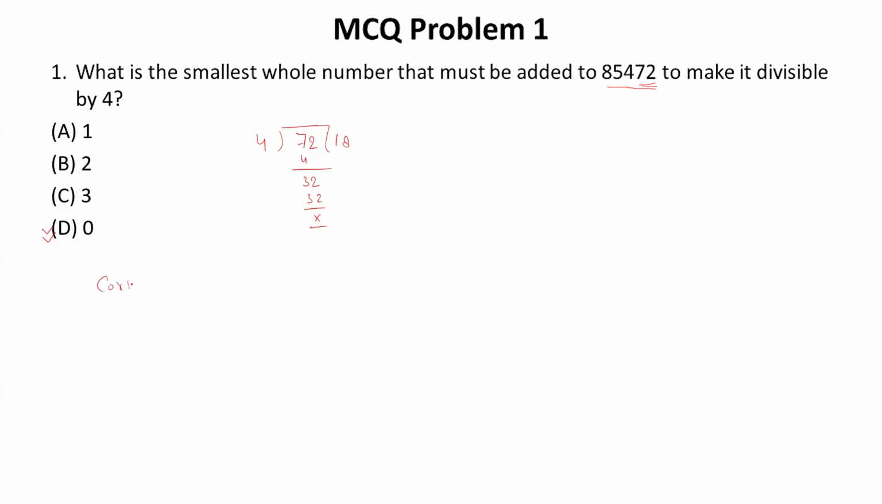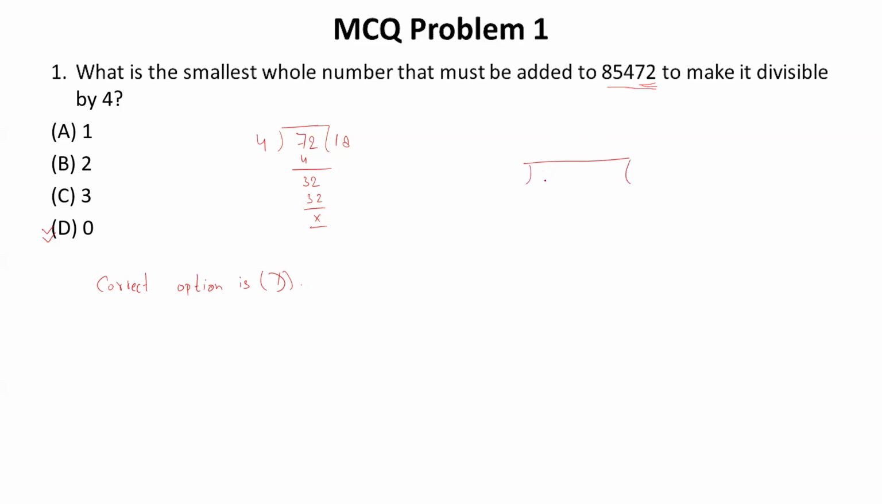So the correct option is D. That is 0. Because this number itself is divisible by 4. You want to be sure? Just do the division and check.